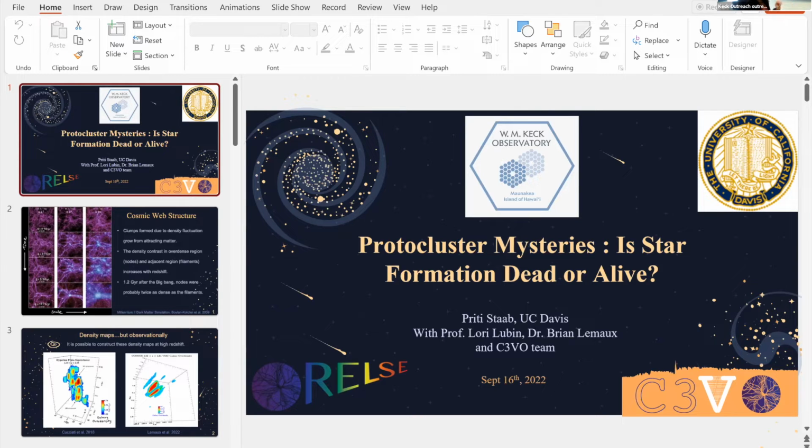So what is exciting is that we can construct these density maps at high redshift, assuming galaxies trace underlying matter fields. Here are just two examples of such density plots. Hyperion is a structure at 2.45. And on the right-hand side, we have a protocluster at redshift 4.57, which is the protagonist for our mystery today.